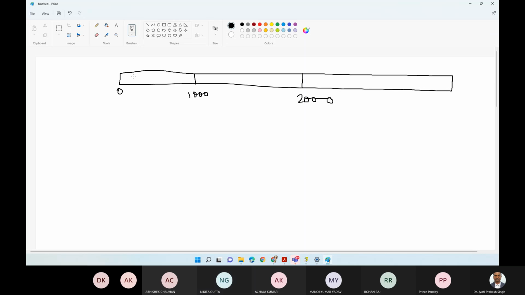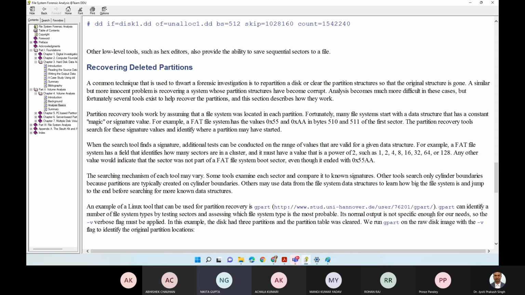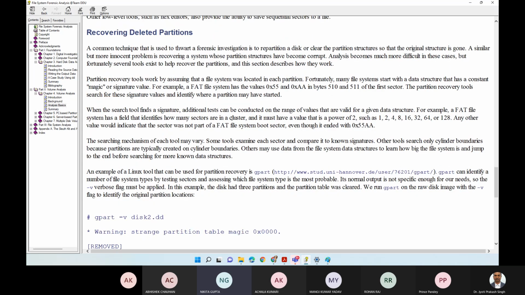Yes, sir. Can you answer? Yes, sir. Go ahead. So we can allocate the lost bits in GParted. First we delete all the files, and then we again allocate all the bits. How will you allocate? With GParted, we can allocate all the lost bits.